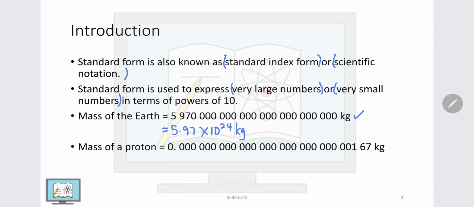The mass of a proton is way too small. So again, instead of writing so many zeros each time we want to state the mass of a proton, we can write it conveniently using standard form. By expressing numbers in standard form, it is more convenient to state very large or very small numbers each time.